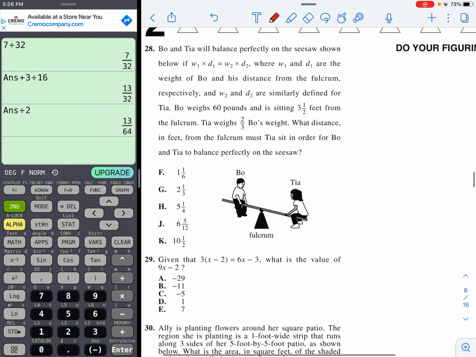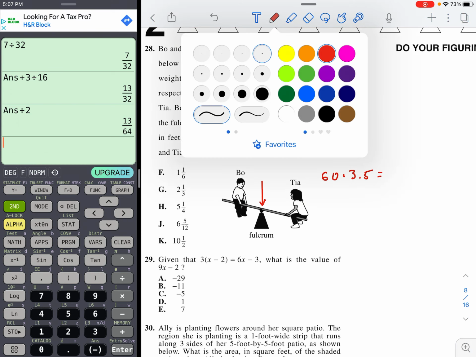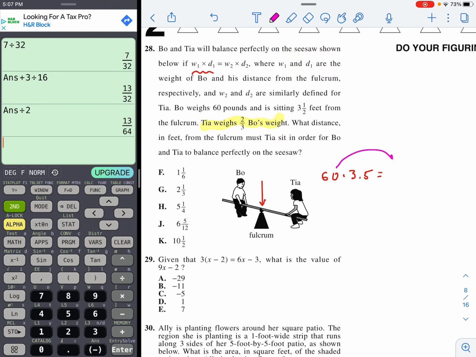Question 28. Bo and Tia will balance perfectly on the seesaw when W1 times D1 equals W2 times D2, where those are their weights and distance from the fulcrum. Okay, Bo weighs 60 pounds and is sitting 3.5 feet from the fulcrum. So that's this right here, weight 1 times distance 1. To balance, that needs to be equal to, okay, Tia weighs 2/3 of Bo's weight. So 2/3 of 60 is 40.